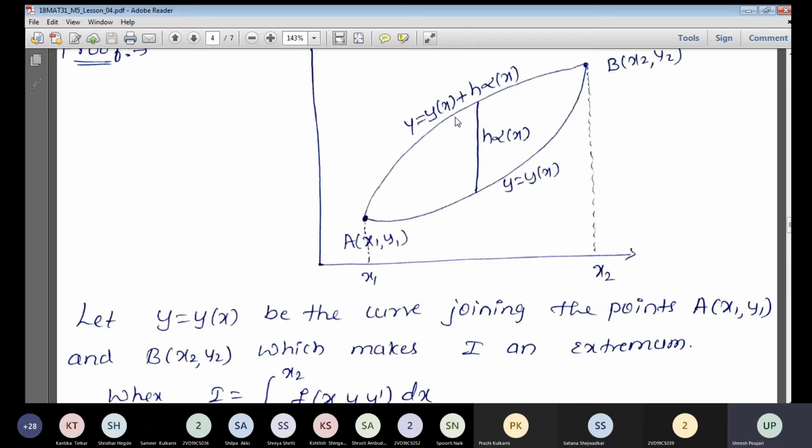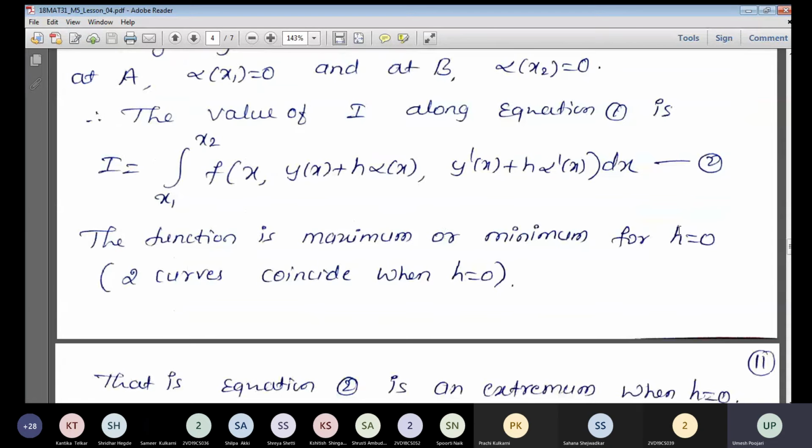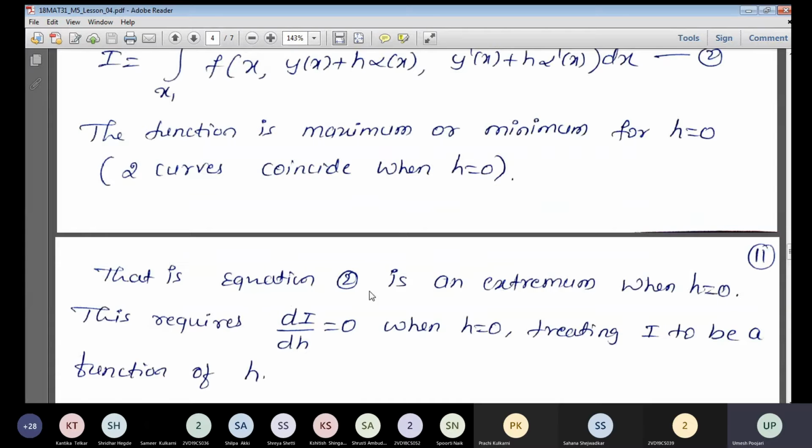When h equal to 0, these two curves become the same, then we can find either the maximum or minimum of the given curve. So what is the condition for extremum here? The condition for extremum here is h equal to 0. Why? Because these two curves coincide when h equal to 0. So equation 2 is an extremum when h equal to 0. This requires dI by dh equal to 0 when h equal to 0. So we shall treat I as a function of h. Now you should understand why we have taken dI by dh equal to 0. If you understand this, the remaining thing you can do.